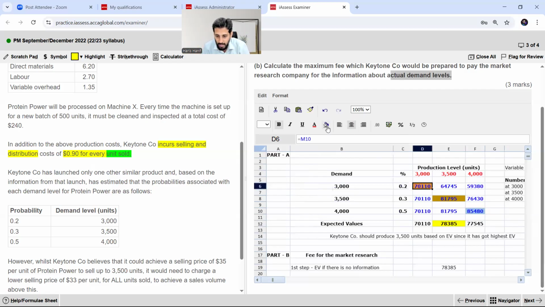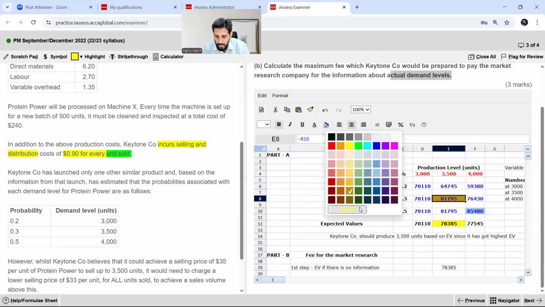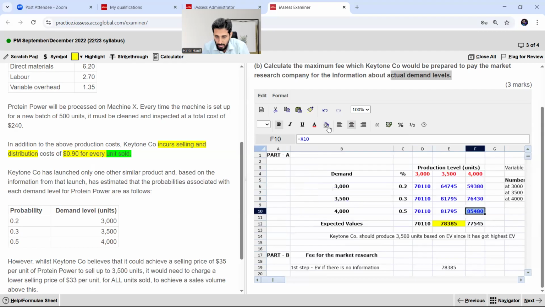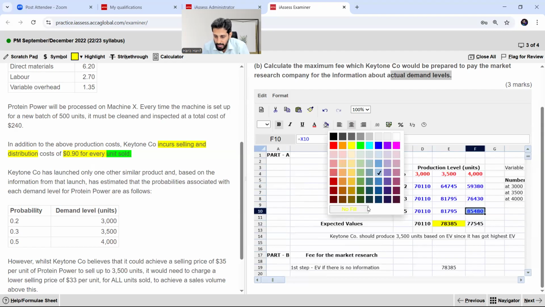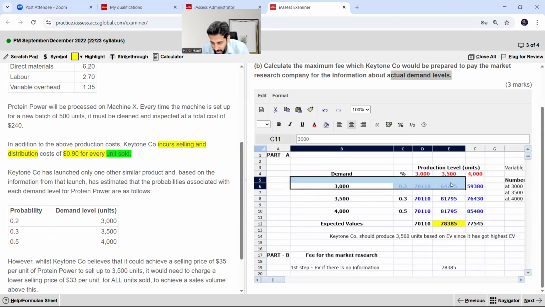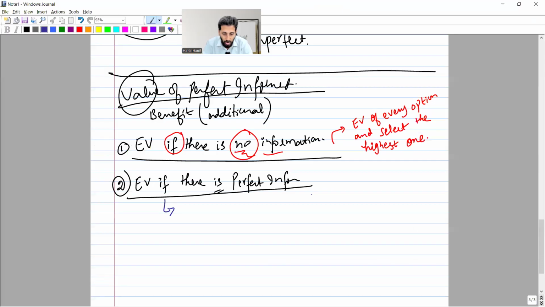This cell, no fills. This cell, no fills. And here it is also no fills. Now again, if my demand would be 3000, which option is considered to be the best one? Obviously 70,110.